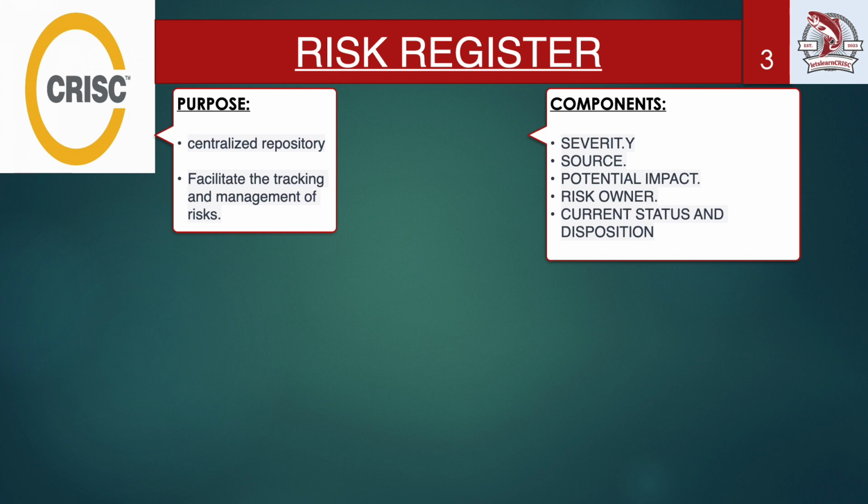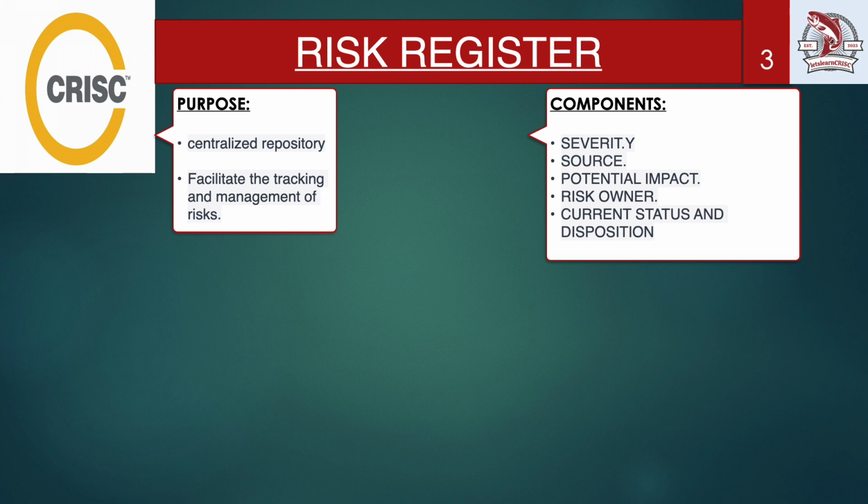First, that is severity. What is severity? The severity is the degree of seriousness or potential harm associated with a specific risk. Second is the source. What is source? Source is the origin or cause of the risk. Third in the chart is the potential impact. Friends, potential impact is the potential consequences or effect if the risk were to materialize.